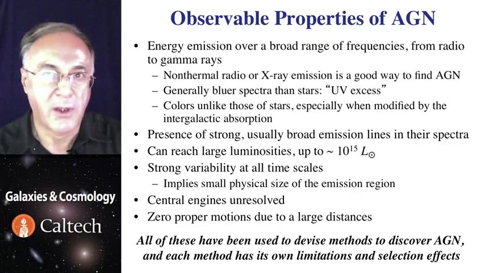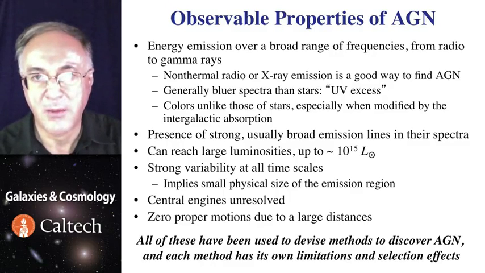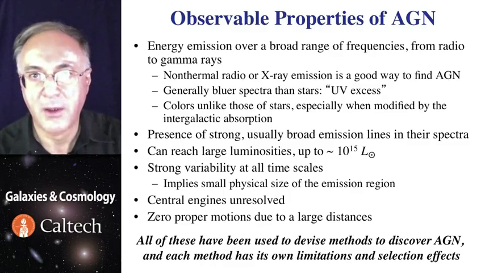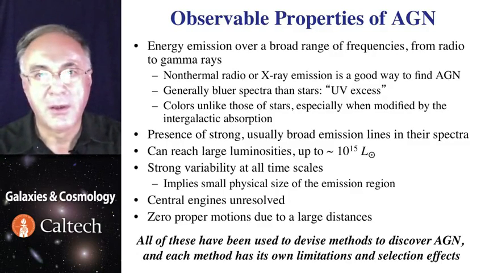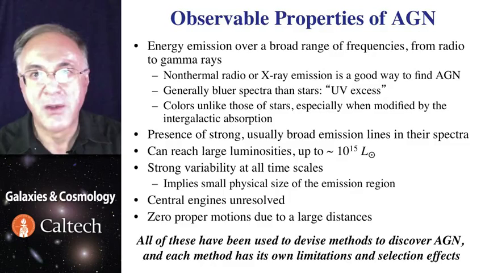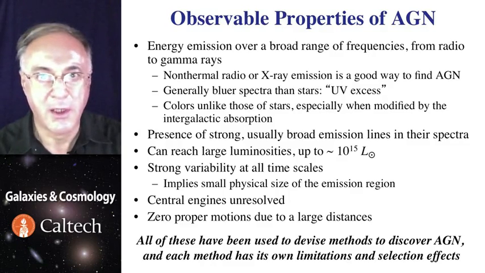And because they tend to be far away at high redshifts, they do not move very much in time, whereas if you have a long enough baseline of observations, you can see most of the stars in the Milky Way having some proper motion. So all of these characteristics have been used as means to discover active galactic nuclei.